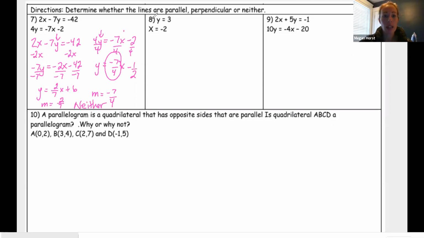Next up, we have y equals 3 and x equals negative 2. Whenever I have this situation, I like to just sketch out what's going on. So y equals 3 is a horizontal line going through where y equals 3, and x equals negative 2 is a vertical line going through where x equals negative 2. Notice I have a horizontal line and a vertical line, so these are always going to be perpendicular.